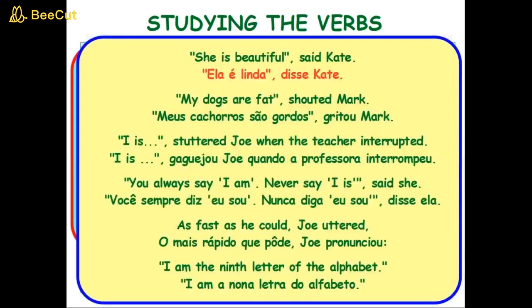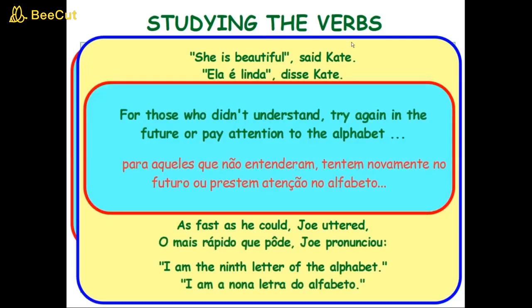She is beautiful, said Kate. My dogs are fat, shouted Mark. I is, stuttered Joy when the teacher interrupted. You always say I am, never say I is, said she. As fast as he could, Joe uttered. I am the 19th letter of the alphabet. For those who didn't understand, try again in the future or pay attention to the alphabet.